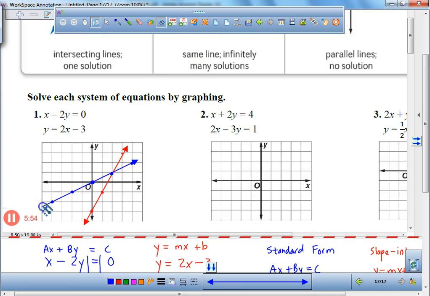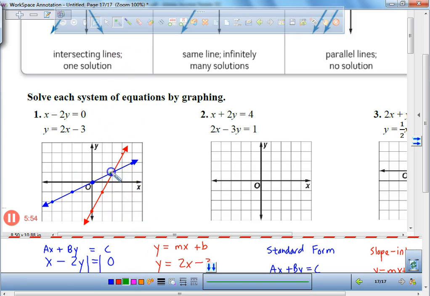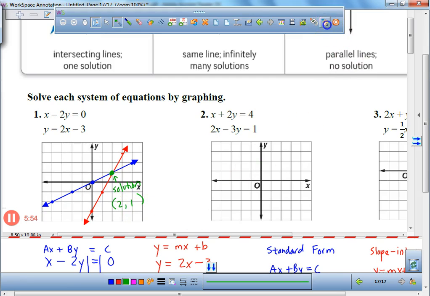There we go. Does anybody see where those two lines intersect? Right there. So what do we call that point? Once again, we call it a solution. So what is the solution of these two lines? The solution is at a 2 and a 1. A 2 and a 1. All right? So this is what I'd like you guys to do right now. This solution's at a 2 and a 1.